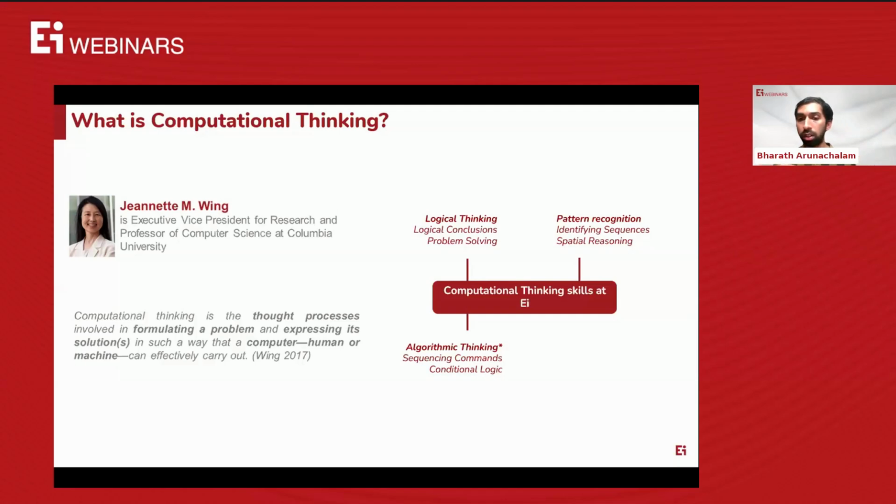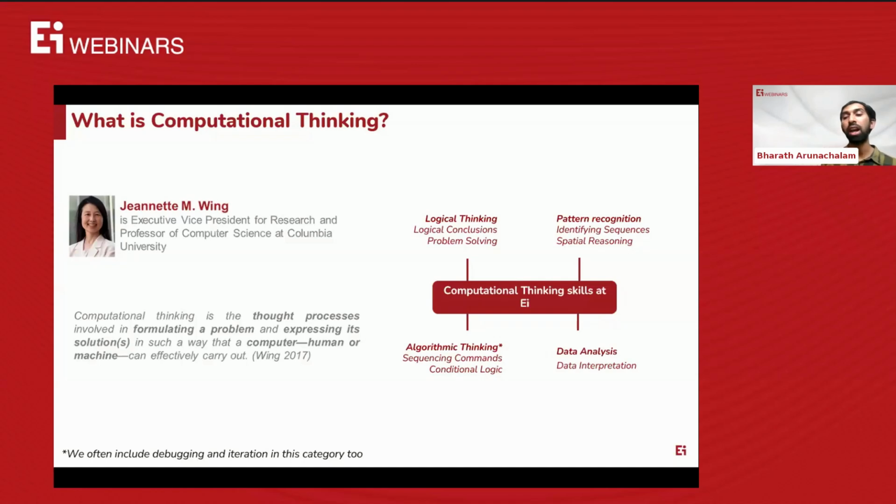So the smaller skills that you see, the two skills underneath every skill, are the sub-skills that we have under each of these main skills. And we have debugging and iteration also as part of algorithmic thinking, right?